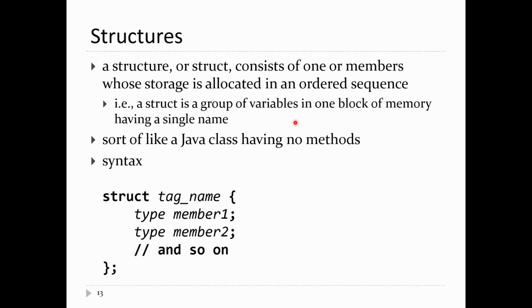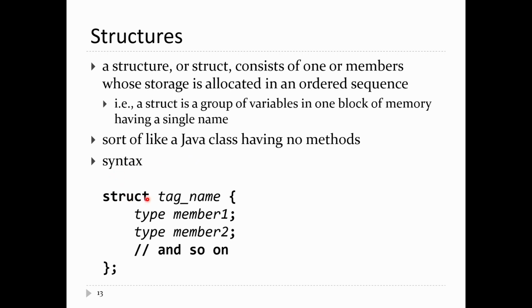Structures. A structure or struct in C consists of one or more members, variables, whose storage is allocated in some ordered sequence. All that means is a structure is a block of memory with a bunch of variables in that block, having a single name. If you think about this for a second, this looks like a Java class that has no methods. In other words, a structure is like declaring a bunch of fields for a class in Java. It's just the fields.